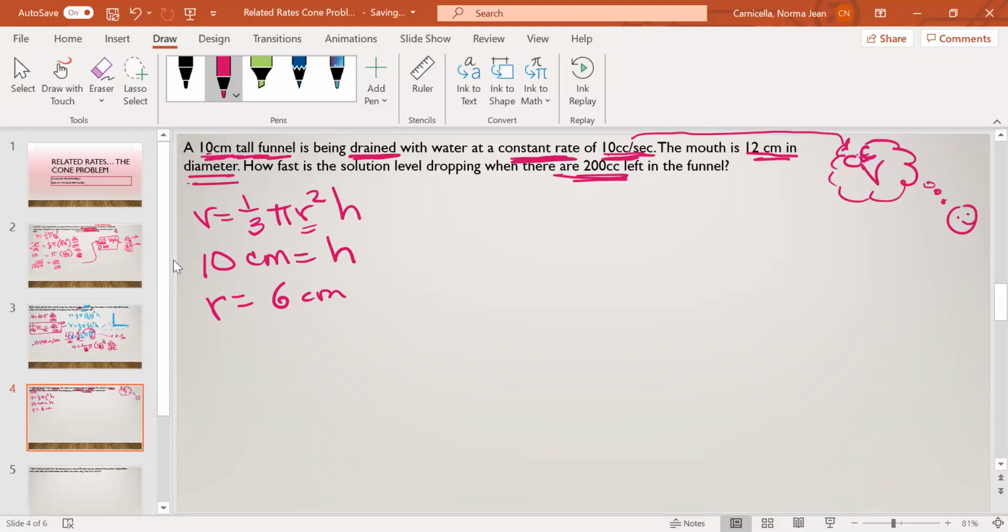How fast is the solution dropping? So that's how fast is the height, the level. So they want to know the change in height. Since it's dropping, we know it's negative. They want to know how the level is dropping.